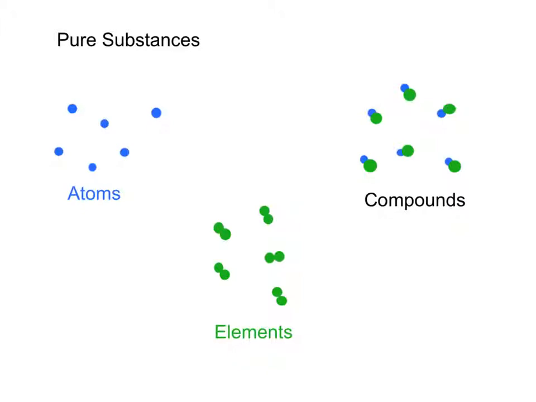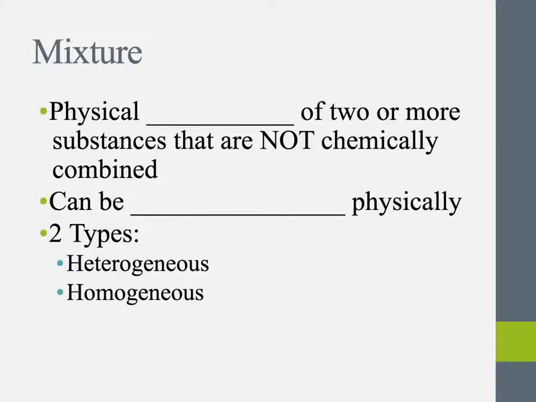Atoms, elements, and compounds. The other major category when we're talking classification of matter is a mixture. With the mixture, we have the physical combination of two or more substances. Now, these are not chemically combined, so I don't have to have any kind of chemical reaction to put these substances together. That means they can be separated physically.